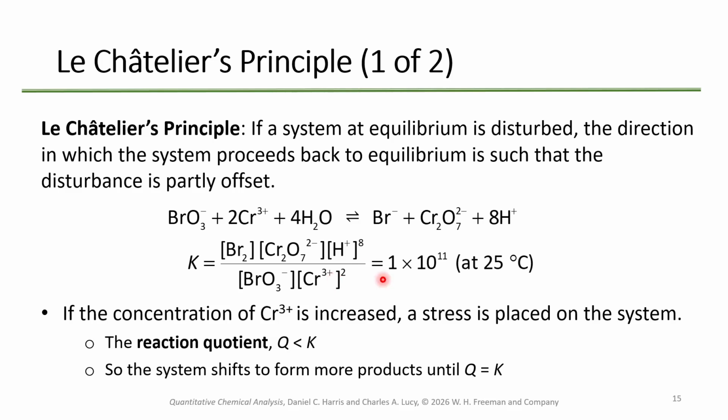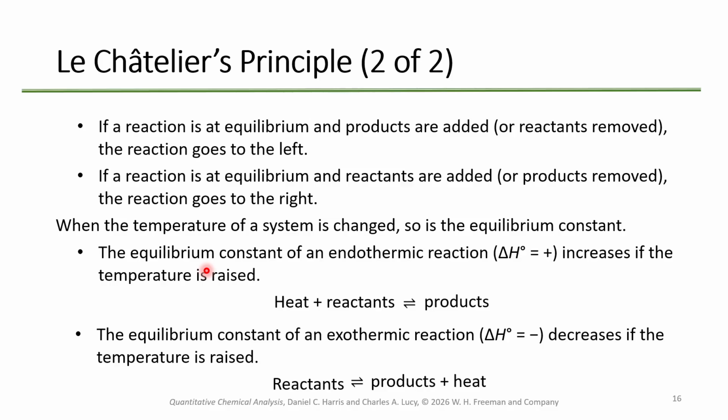Q is the exact same formula: products over reactants, to the power of their coefficients. It's just not at equilibrium. So you do the exact same calculation, just not at equilibrium. Does anybody have any questions about that?